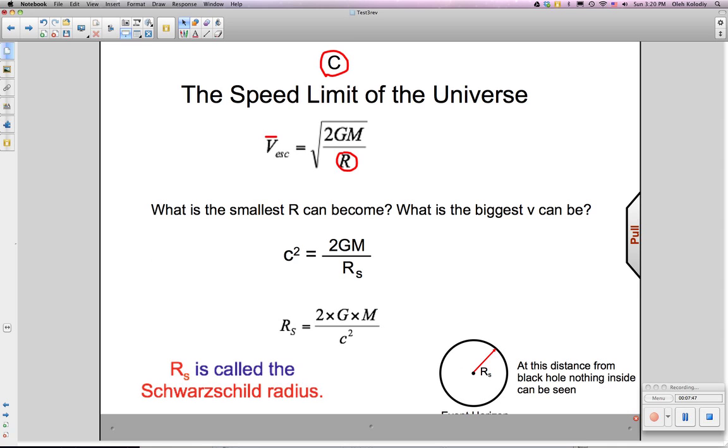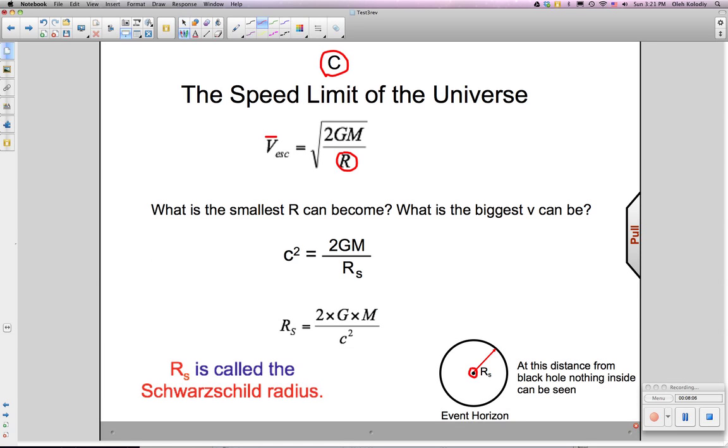This radius is called the Schwarzschild radius, and at this distance from the black hole, nothing can be seen from the outside. So even though the mass may have shrunk to this tiny, tiny distance right at the bottom here, up to a radius r of the Schwarzschild radius, no information can get out from within a black hole. Nothing can escape, not even light. And this is called the event horizon.